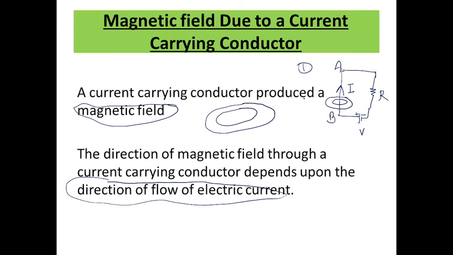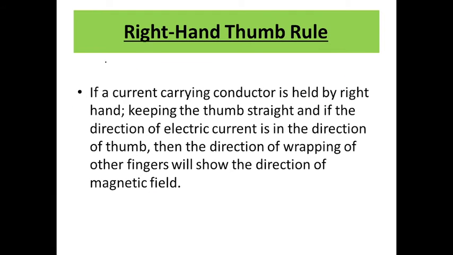Now the next topic is right hand thumb rule. Read the statement first. If the current carrying conductor is held by the right hand keeping the thumb straight, and if the direction of the electric current is in the direction of the thumb, then the direction of wrapping of the other fingers will show the magnetic field. This is the statement.